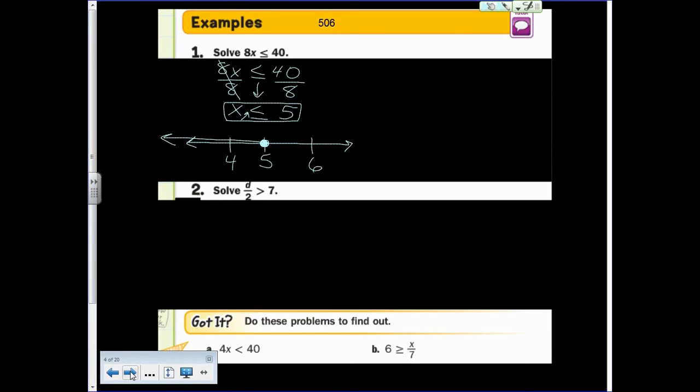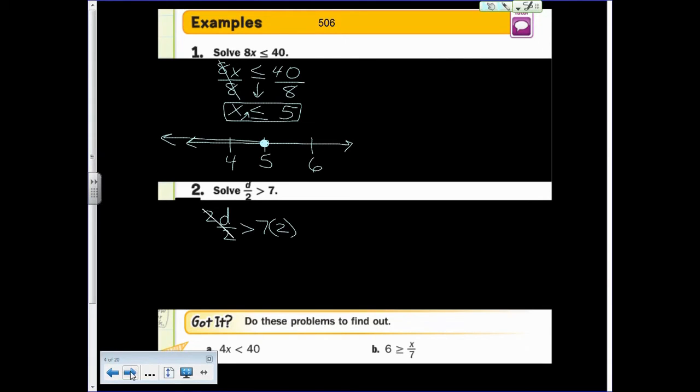Take a look at example number 2. It says d divided by 2 is greater than 7. When we take a look at our variable, we can see that it is being divided by 2. The opposite of dividing by 2, the inverse operation, is to multiply by 2. So we're going to multiply by 2 on both sides.